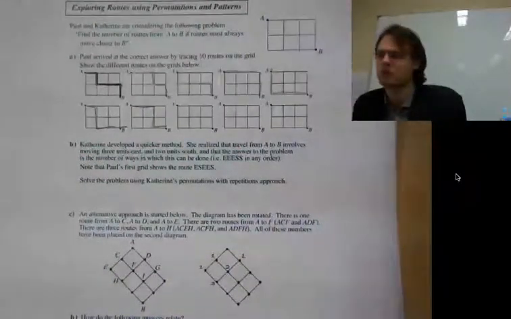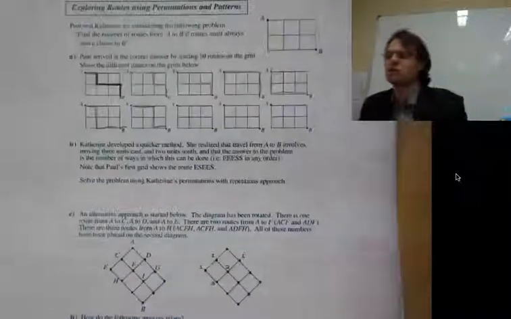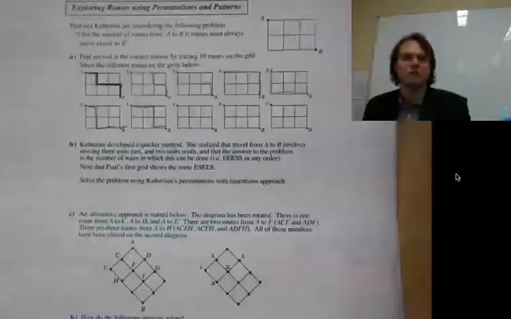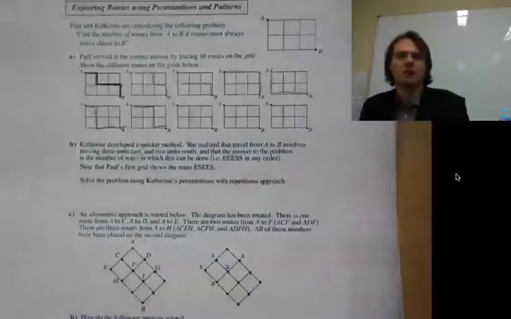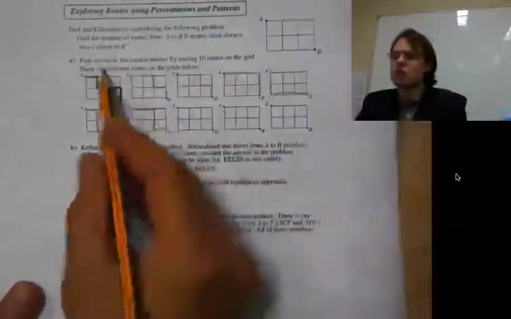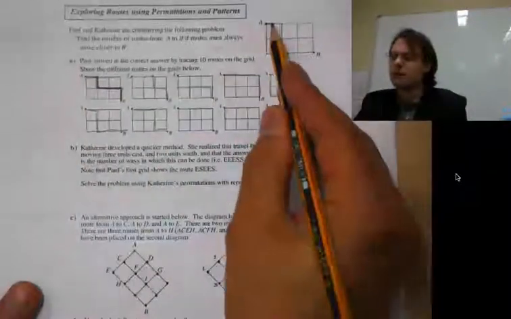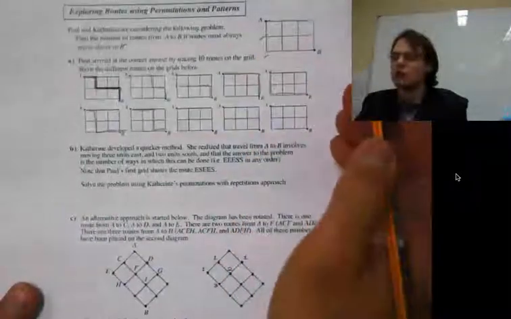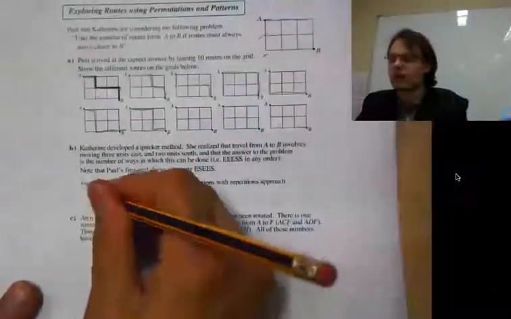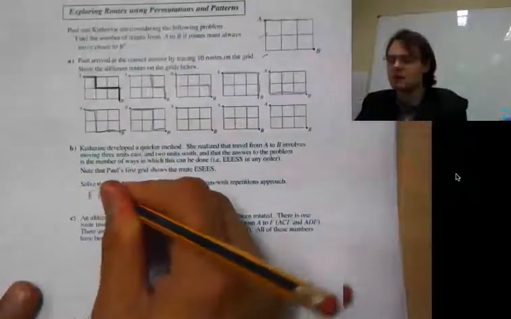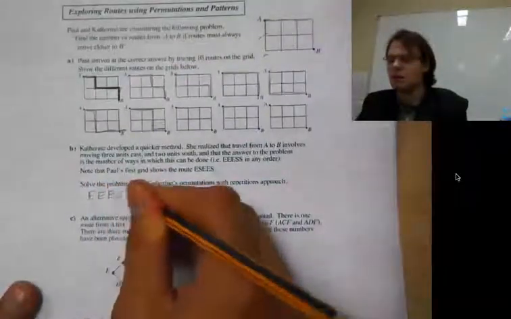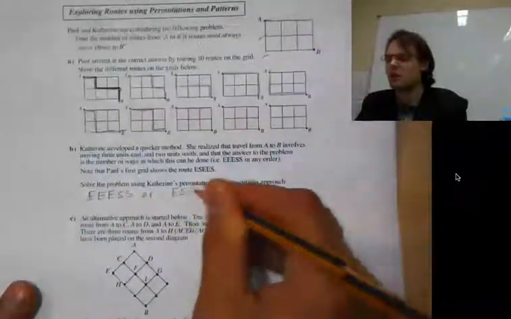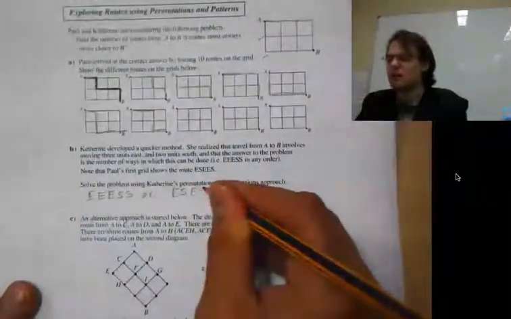Catherine's a very intelligent girl, and she looks at it, and she realizes that it is set up kind of like repetitions. There's an order. We go east 1, 2, 3 times. We're going south 1, 2 times. So we have different orders. We could have east, east, east, and then south, south. Or we could go east, south, east, south, east, and so on and so forth.